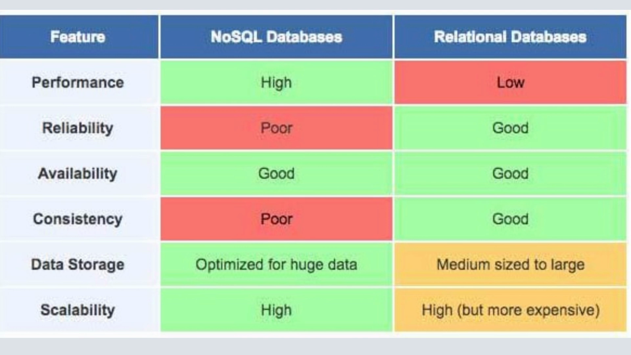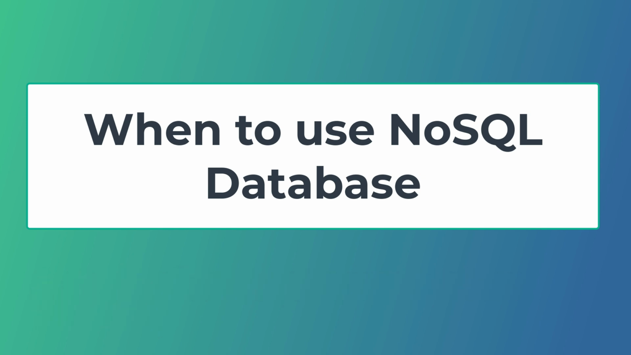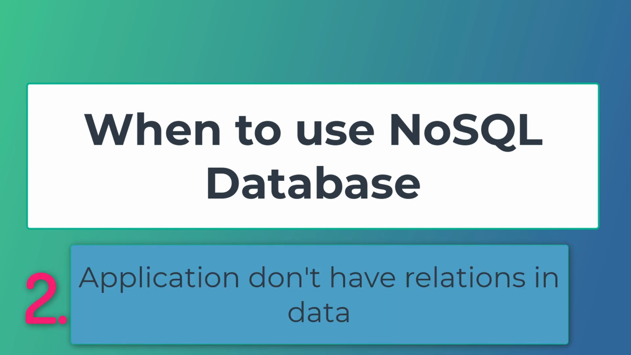So what are the scenarios? The first is when your application requires super low latency. If your application needs to perform without any latency at super speed, then you can use NoSQL like MongoDB. Another case is when your data is unstructured and you do not have any relations in the data. Since a relational database, as the name says, is relational, but the data you will be storing has no relations in it, then you can go with NoSQL.